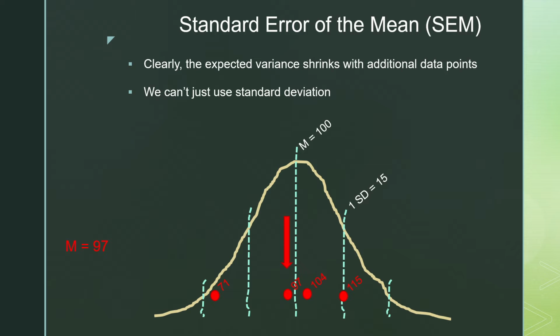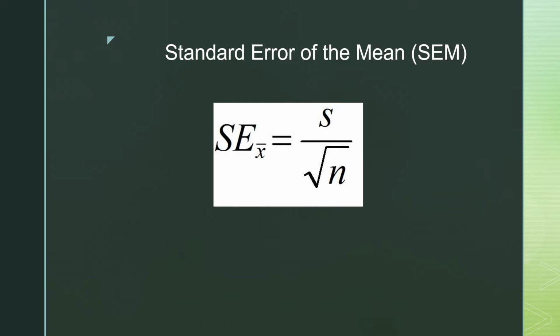We can't just use standard deviation because we're shrinking the expected variance with every data point that we add. We need a measurement that is sensitive to the number of data points that we're using, and that's the standard error of the mean. So what you've got here, standard error, this is the mean. Then you've got standard deviation here, and the number of samples on the bottom.